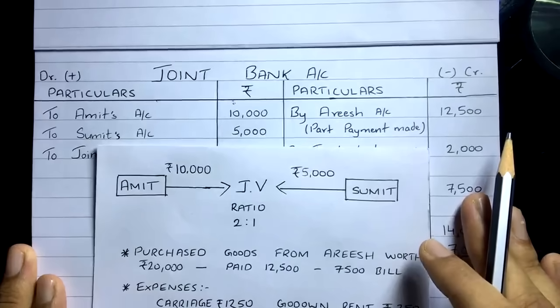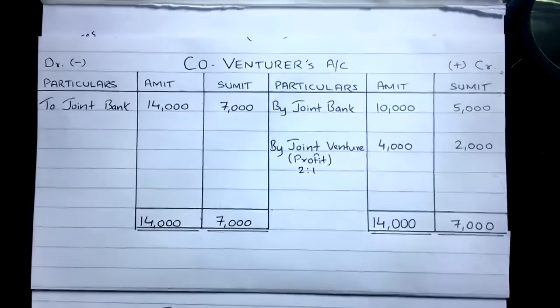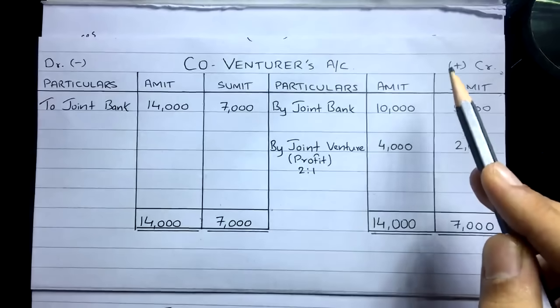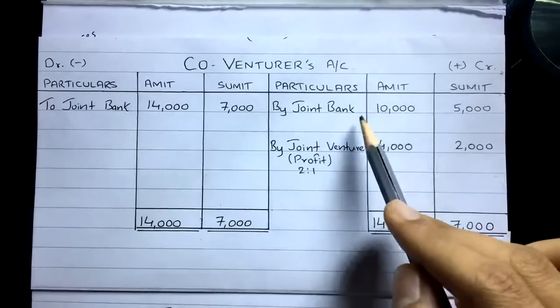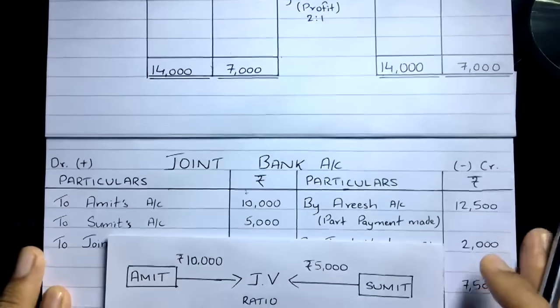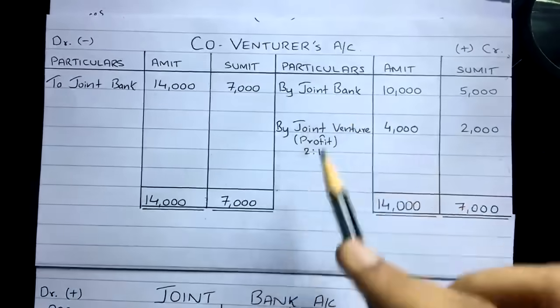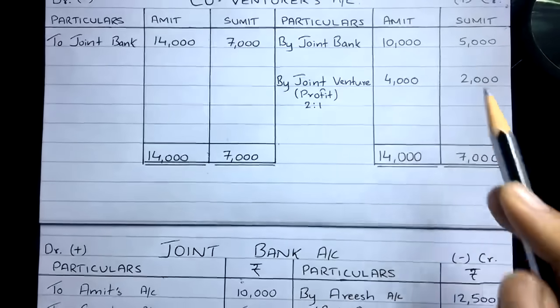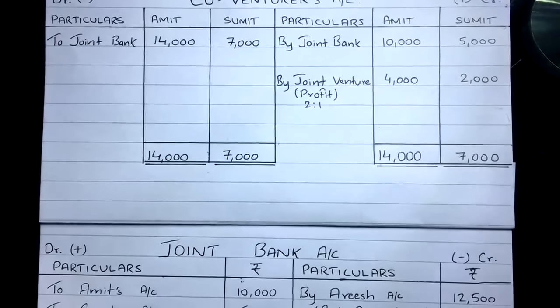So immediately in the co-venturers account, you have to take it here on the credit side because the capital account is increasing due to the contribution of capital. So by joint bank 10,000 and 5,000. All right, this is the cross posting. See, to Amit, to Sumit, here it will come by joint bank because this is in bank account, right? So by joint bank account 10,000 and 5,000 in Sumit and Amit columns.